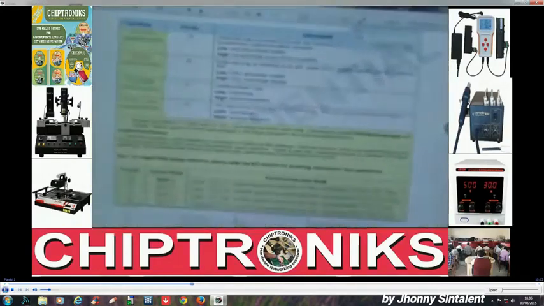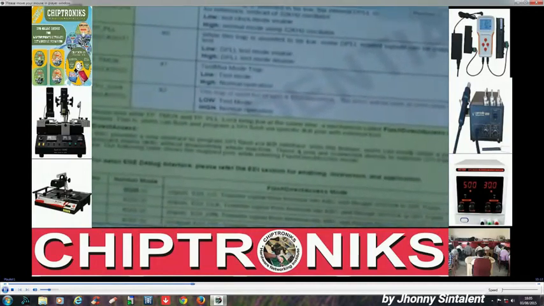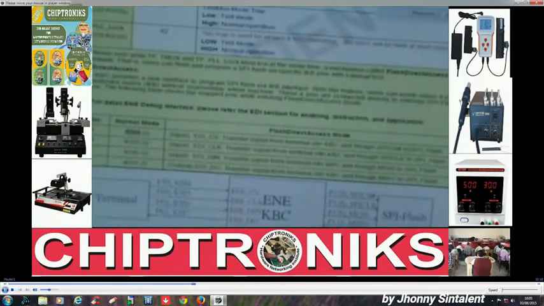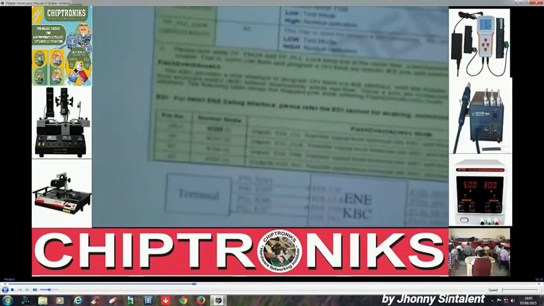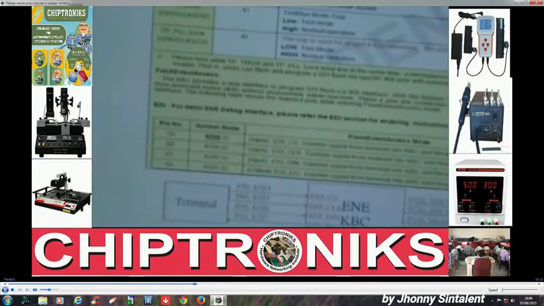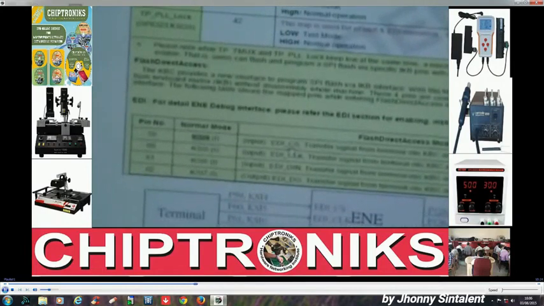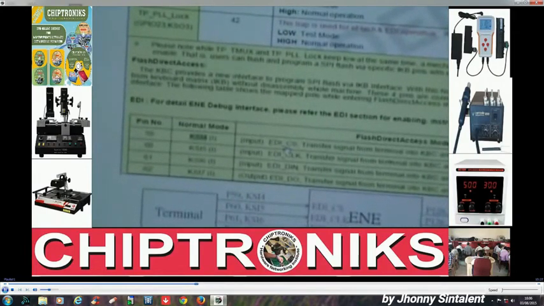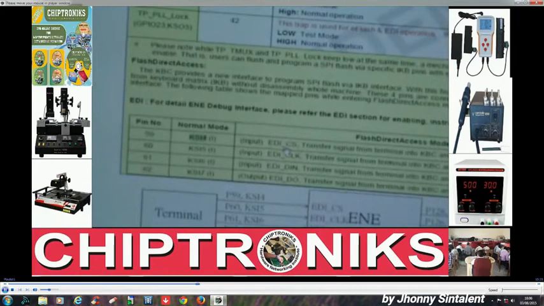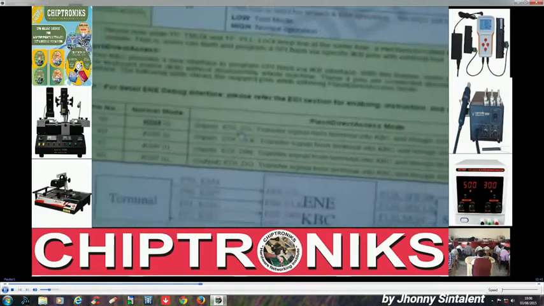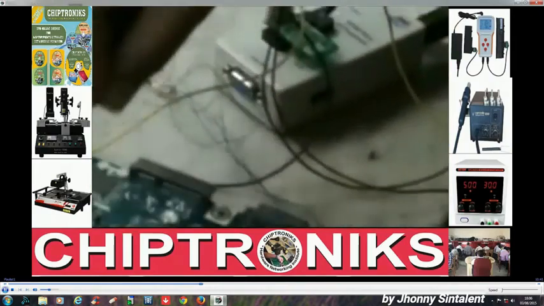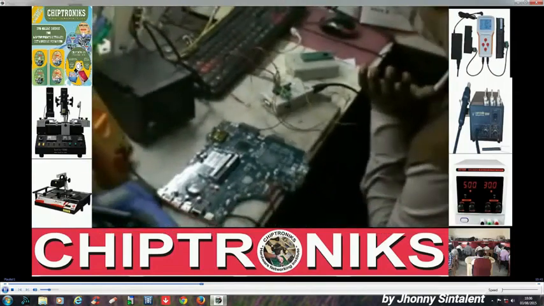So notice this is point number 1. Okay, this is point number 1. And then we have this table, pin number 59. This is EDI_CS. What is EDI? Embedded debug interface. What we are doing is the flash is inside this IO controller and we are trying to program that flash inside this IO controller. So we can access the flash inside this IO controller via these 4 pins.